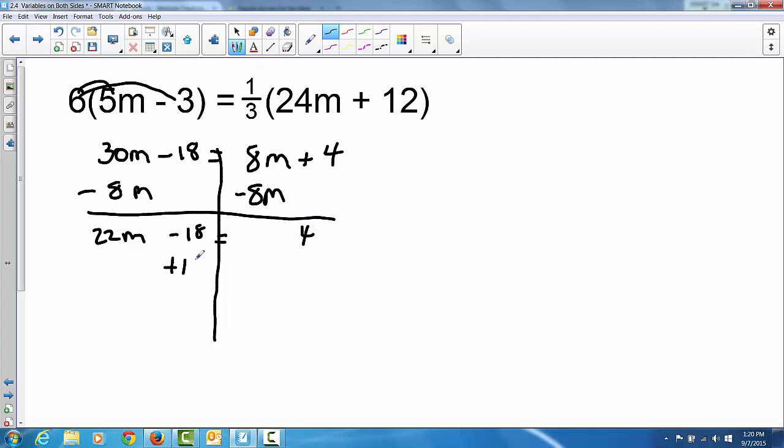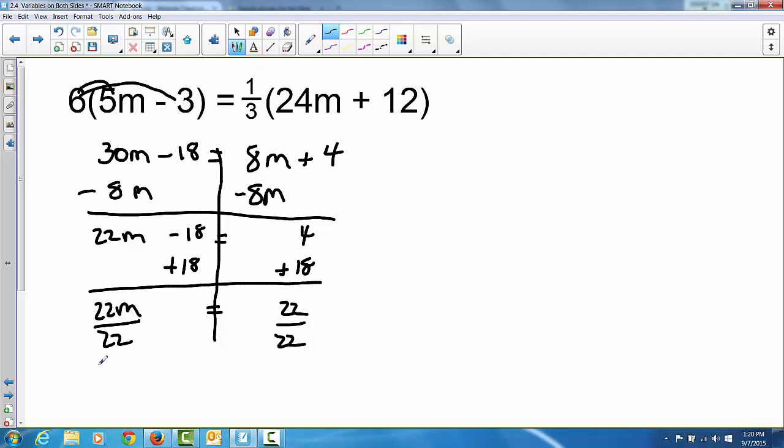Then we do plus 18, because the opposite of subtracting 18 is adding 18. That leaves us with 22m equals 22. Then we divide by 22 because the opposite of multiplying by 22 is dividing by 22. Draw a line indicating a new step. Extend this line down. That gives us m equals 1.